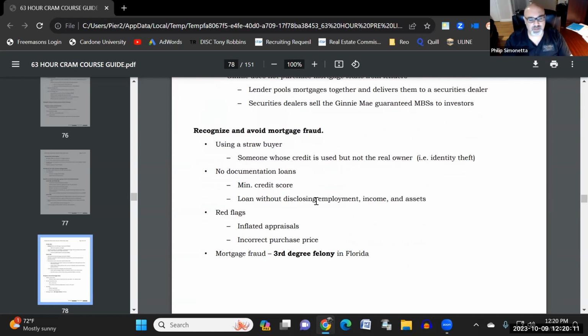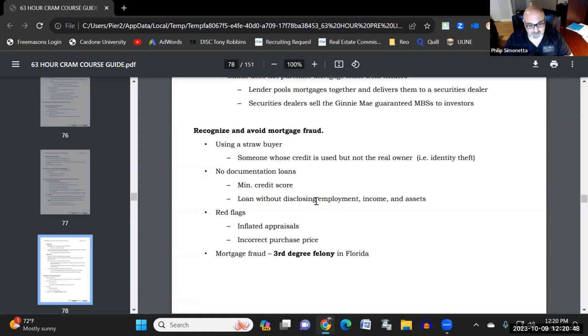Then you need to know how to determine the signs and to recognize and avoid mortgage fraud. So the 3 areas you've got to look at are, first, using a straw buyer. Sometimes someone will use credit for a purchase other than their own. A lot of times this is identity theft, or they're doing something shady. You can't use a straw buyer. Second, no documentation loans. This is where you would have a minimum credit score, but the loan is given without disclosing employment, income, and assets. This was made illegal after the crash.